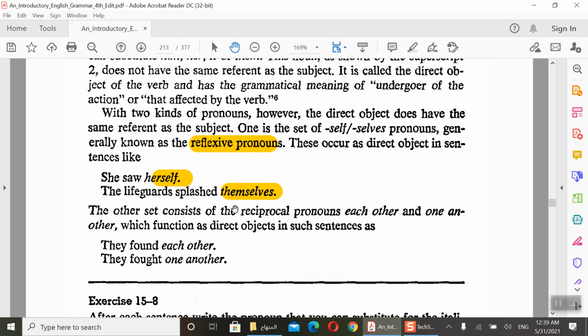The other kind is reciprocal pronouns, which include each other and one another. For example: They found each other. Each other refers to they, so this is a reciprocal pronoun. They found one another. So these are reciprocal, but these are reflexive pronouns.